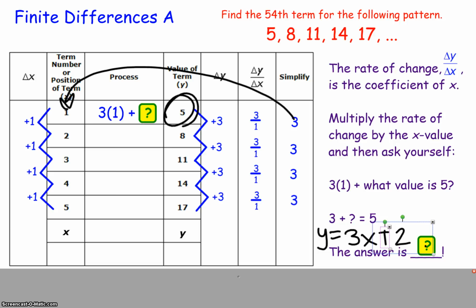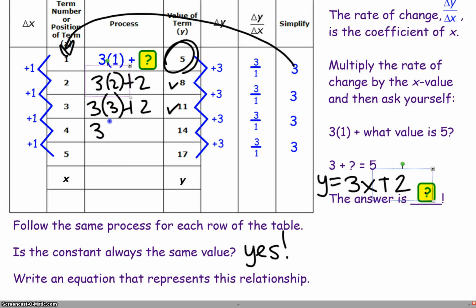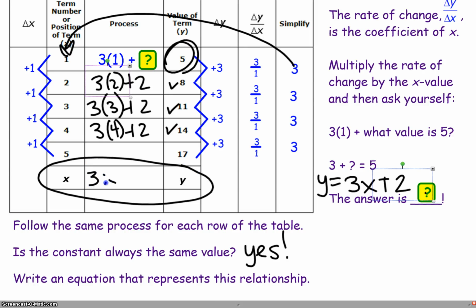So when it asks us to write our equation, we've already written it. Is the constant always the same? Yes. So 3 times 2 plus 2 got you to 8. 3 times 3 plus 2 got you to 11. 3 times 4 plus 2 got you to 14, and so on. It says write the equation that represents this situation. So we come down to our x and y row. So 3x plus 2 would equal y.